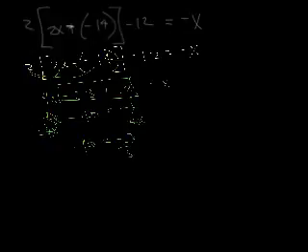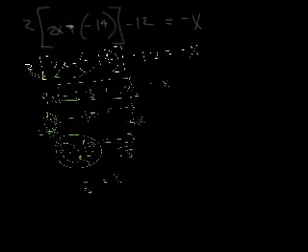Divide by negative 5. Divide by negative 5. 40 over 5 is 8. Two negatives give you a positive, and that gives me my x value of 8. And I go ahead and plug that in, and I'll get the right answer. Last one.